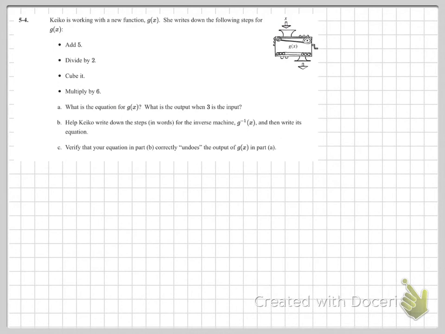Okay, Keiko is working with a new function, g of x. She writes down the following steps for g of x. It's going to add 5, then divide by 2, then cube it, then multiply by 6. What is the equation for g of x? G of x equals, you start with a number x. You always have to start with a number. I'm just going to do what it says. Add 5, divide that whole answer by 2, cube that whole answer, and then multiply it by 6. We can put that in front, right? 6 times that.